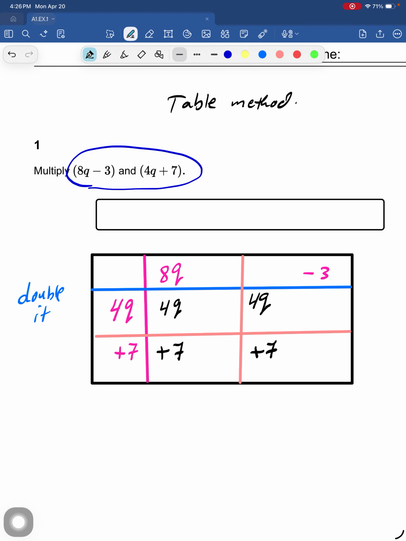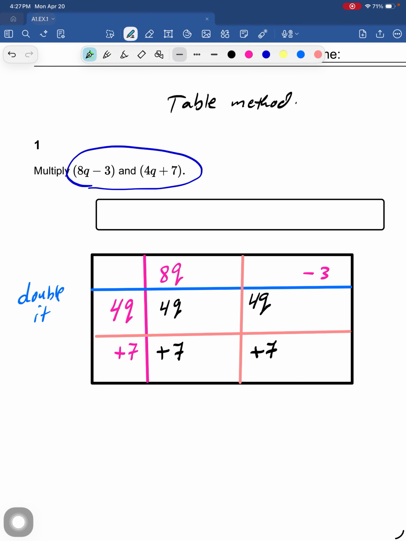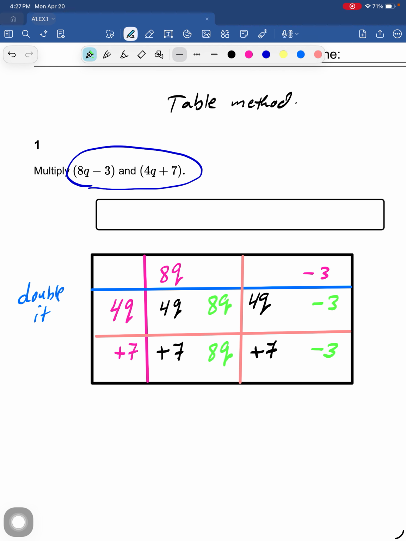Now the second part, which is the 8q, you need to double it here and here as follows. So we have 8q and here is 8q, and we can double the -3 like this here and here, -3 and -3.